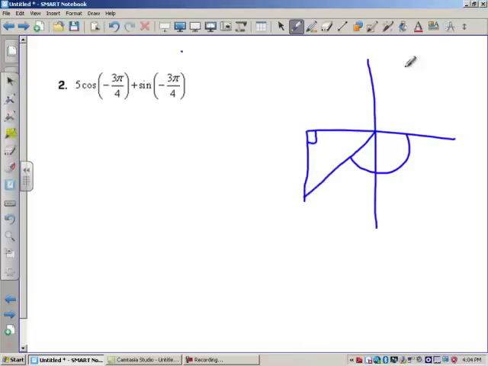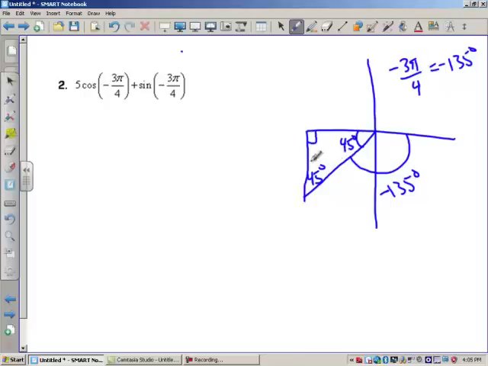Okay, so I've converted that. Negative 3 pi over 4 is negative 135 degrees. And if I rotate negative 135 degrees, my reference angle is a 45 degree angle because 180 minus 135 is 45. So I have a 45-45-90 triangle sitting here in quadrant 3.